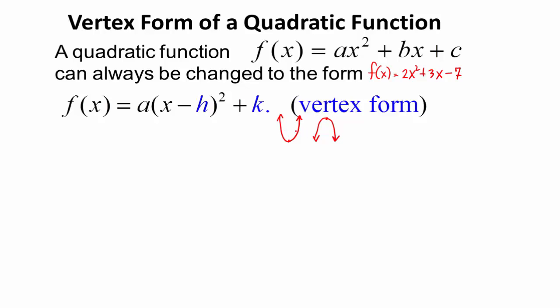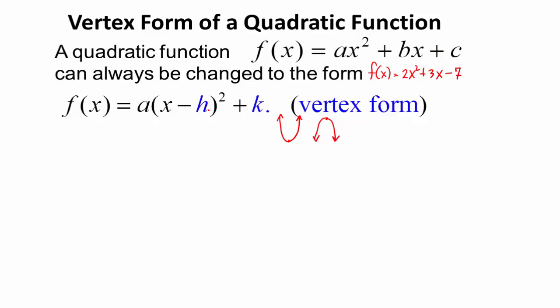Now what would determine whether it is a U-shaped or an inverted U-shape? It depends on what A is. So if A is negative, then it goes this way, and if A is positive, then you have a U-shape. Okay, so how does that work? How do we find it? How do we find these values?